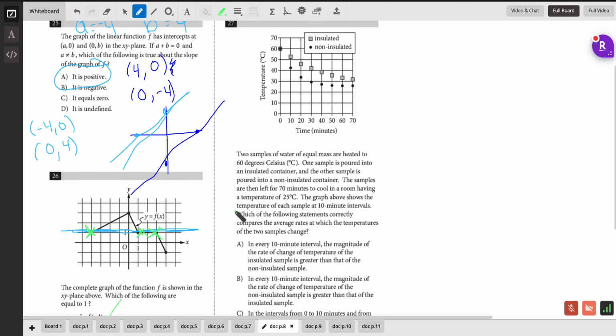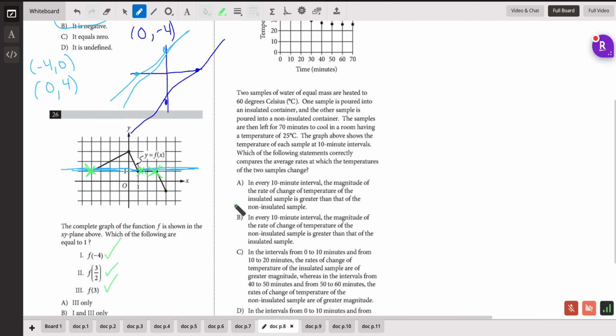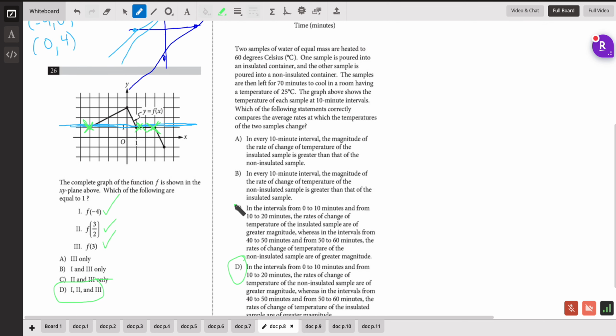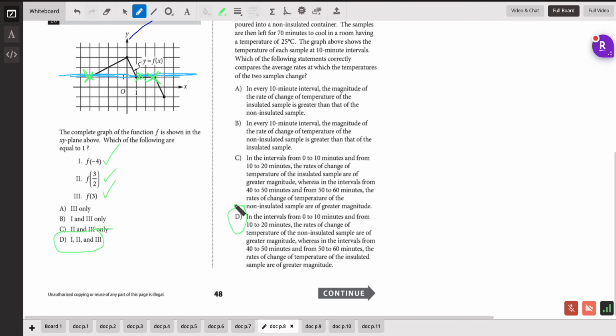This was one that I said I wasn't going to go over, number 27. The correct answer is D. It's just way too much reading to go over at this time.